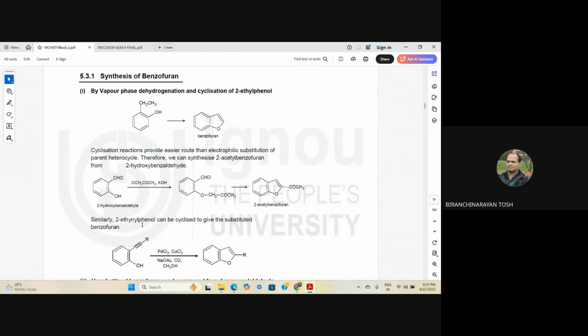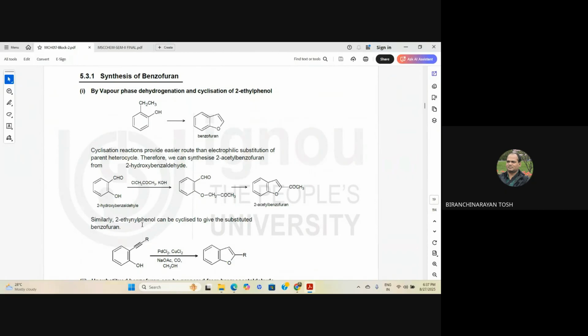So 2-hydroxybenzaldehyde, and we are giving here chloroacetone and potassium hydroxide. So what will happen is HCl will be removed, giving OCH2COCH3. When cyclization takes place, this CH2 becomes a CH double bond here and COCH3. So 2-acetylbenzofuran will be the product.